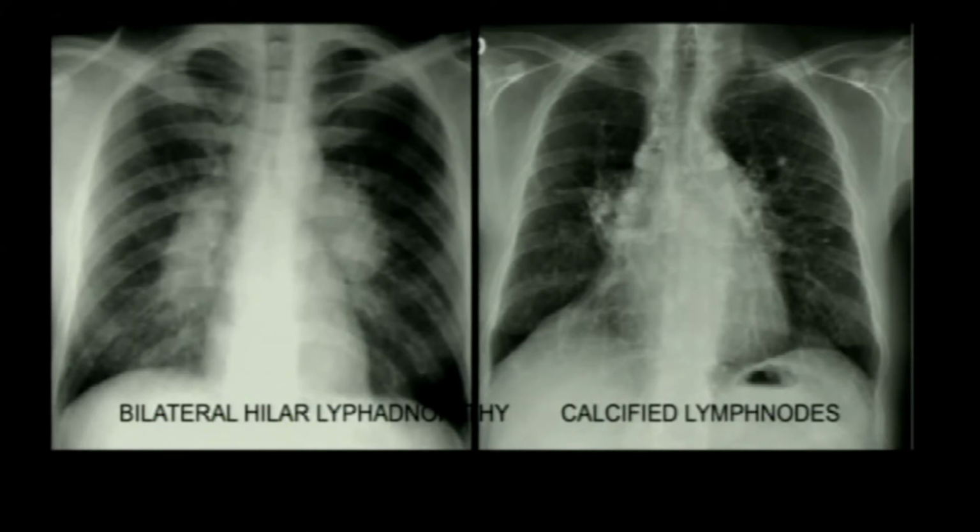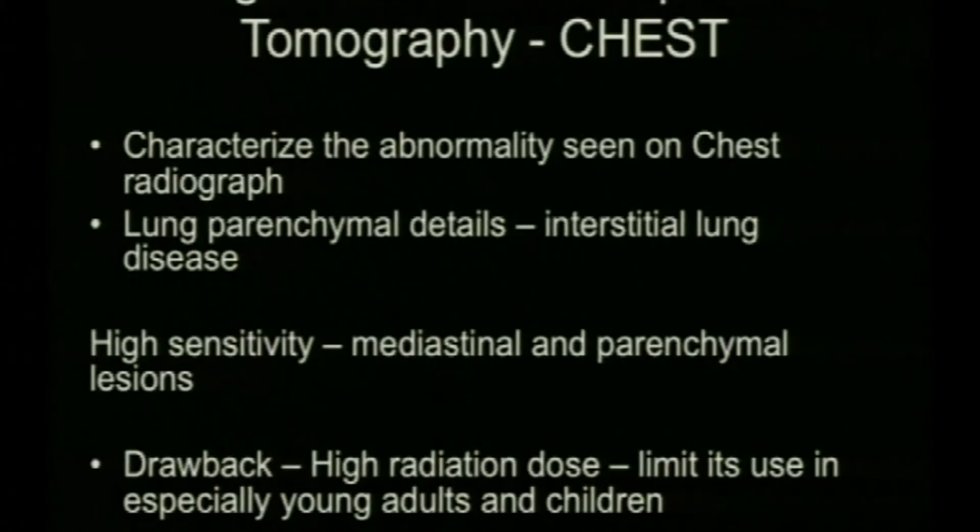Here is another typical case of sarcoidosis. This is the typical presentation of bilateral hilar lymphadenopathy, and this is how you see calcification in a hilar node. So when you see something like this in an appropriate clinical setting, you know that you're dealing with sarcoid. So then when would you do an HRCT?